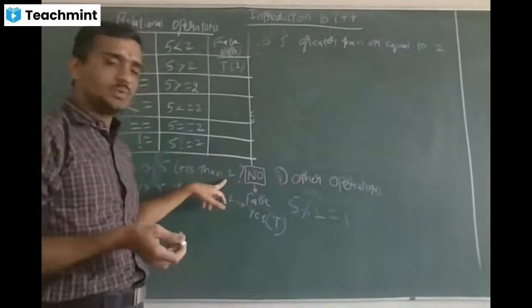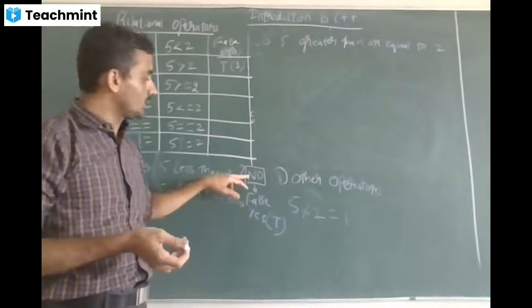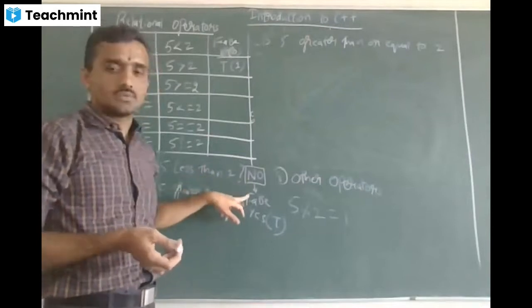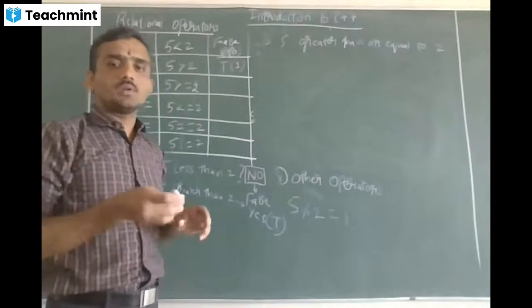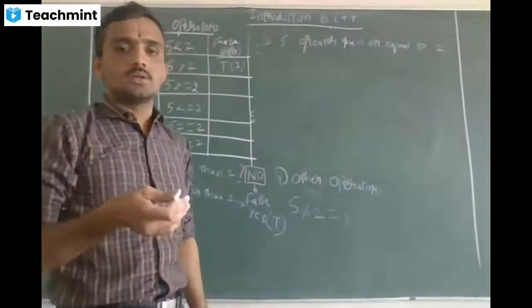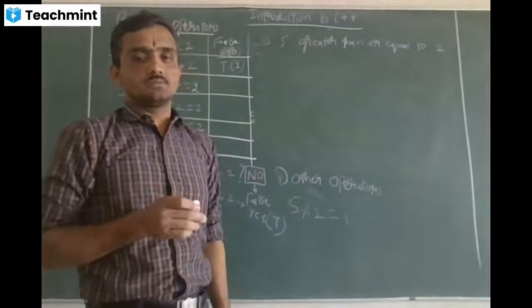Is 5 less than 2? No. Is 5 greater than 2? Yes. So wherever you are getting no, you have to consider it as false. Wherever you are getting yes, you have to consider it as true. And whenever you are considering true, the value is 1. Whenever you are considering false, the value is 0. Understood, Sanjana?